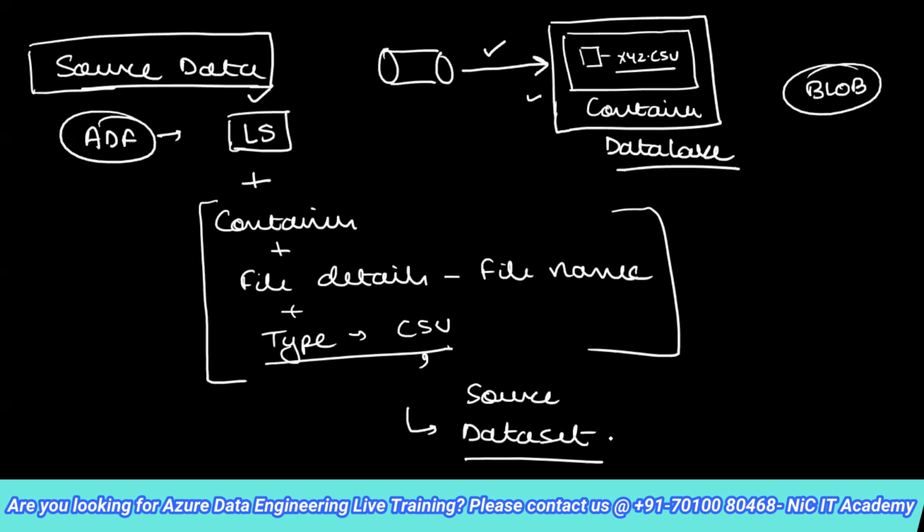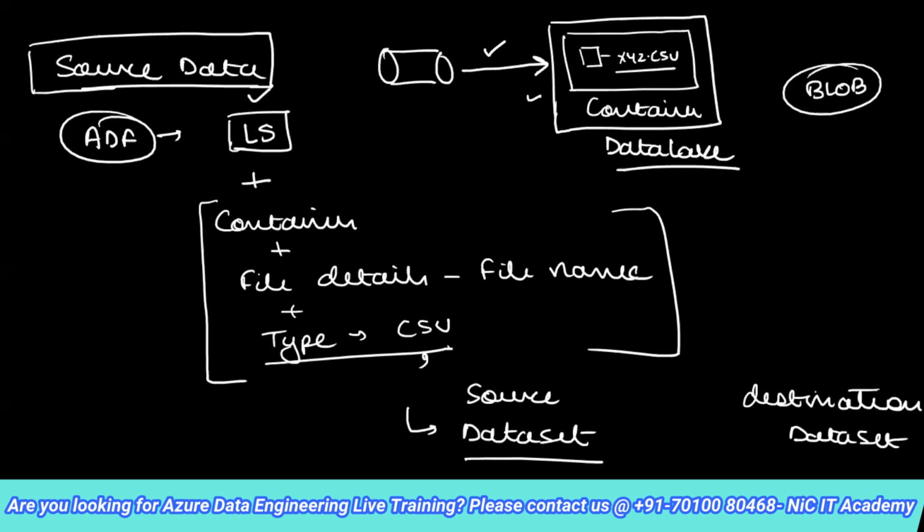And the same thing for the destination, where you connect to the destination using the link service, and you define how your data will be stored in the destination: what format it will be stored in, which container it will be stored in, and what will be the file name in the destination where your data will be stored. That becomes your destination data set.